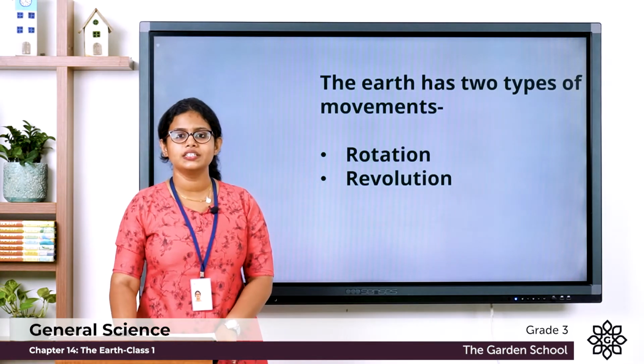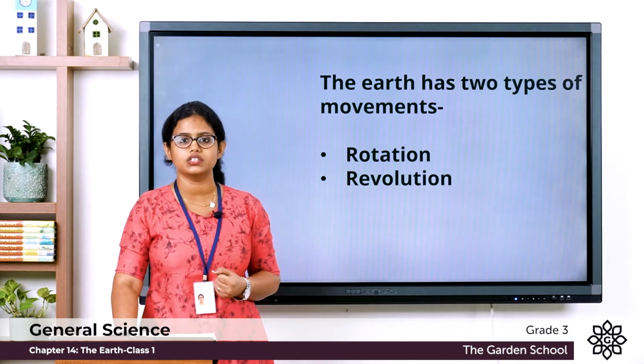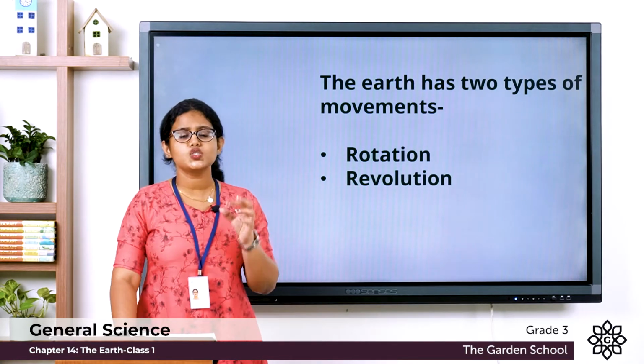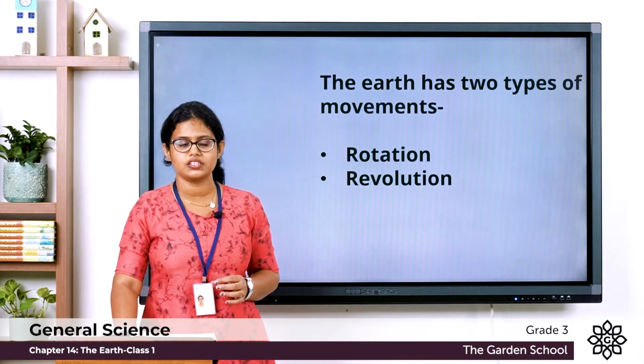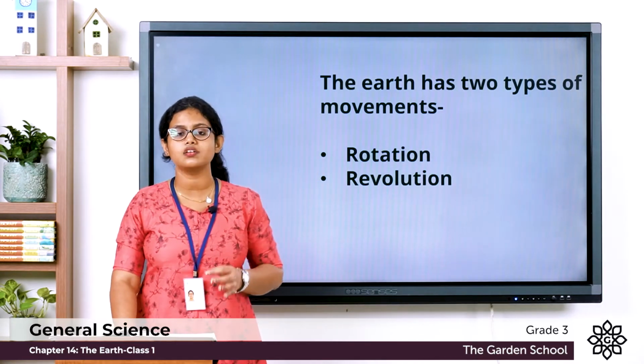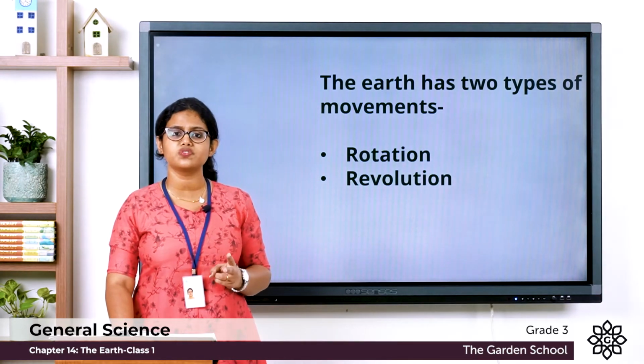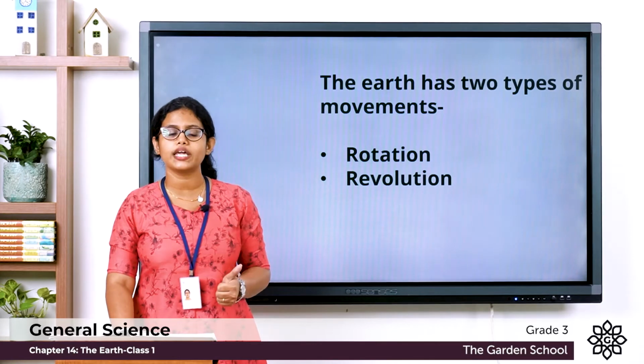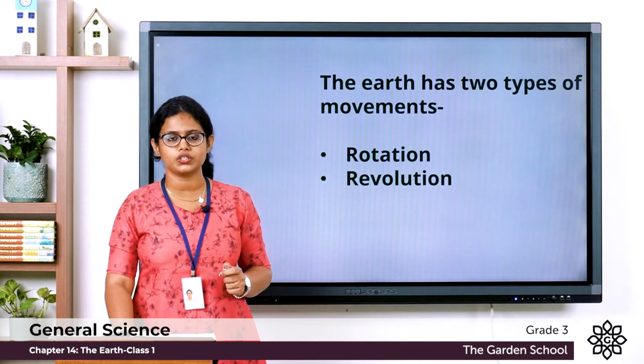Now let's learn about the movements of the Earth. The Earth has two types of movements, that is rotation and revolution. So which are the two types of movements? That is rotation and revolution.